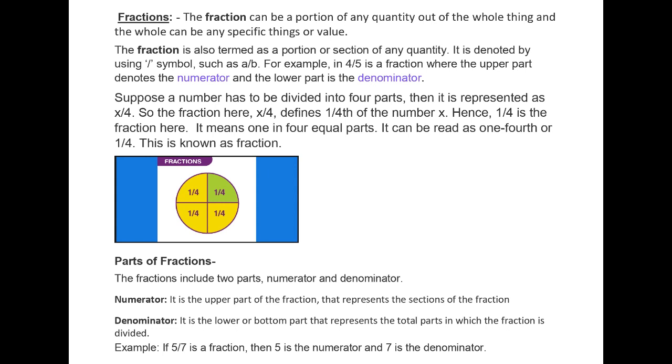It means 1 in 4 equal parts. It can be read as 1/4 or a quarter. This is known as a fraction.